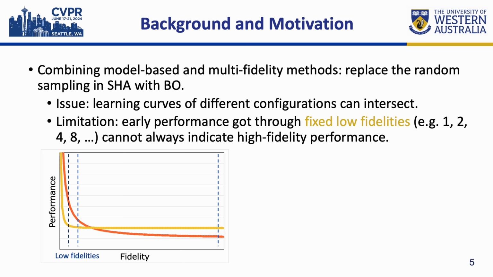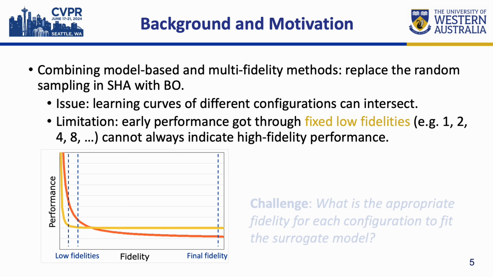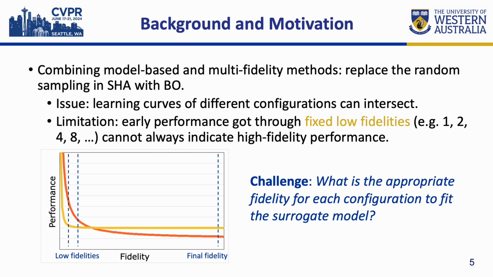As shown in this example, if we use this low fidelity performance to feed the surrogate model, it will reflect inaccurate information. So this leads to a fundamental challenge. What is the appropriate fidelity for each configuration to feed the surrogate model?